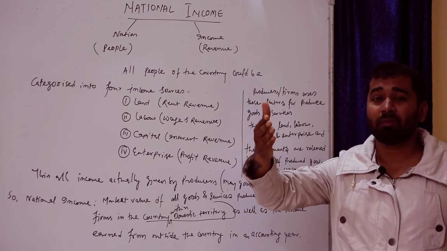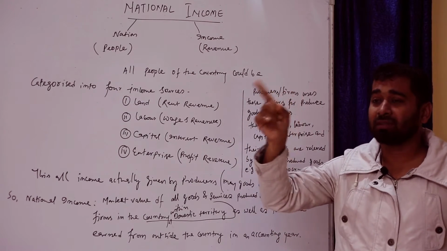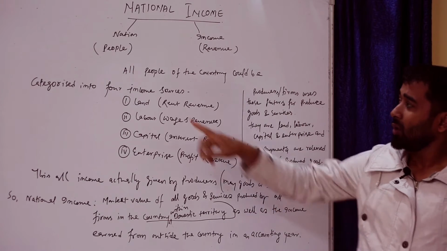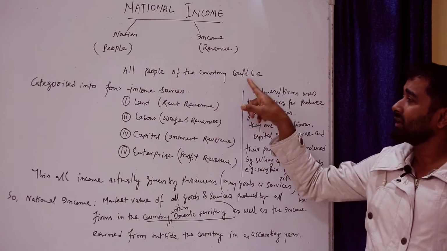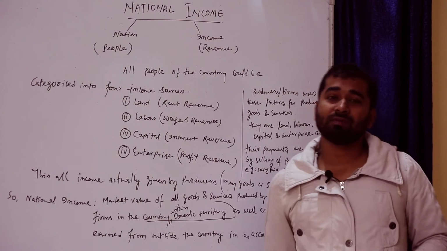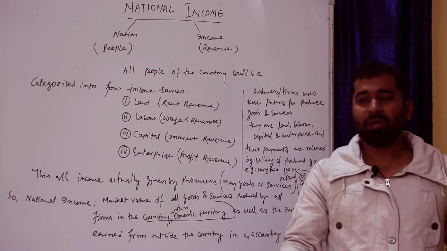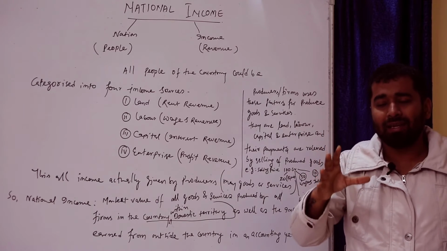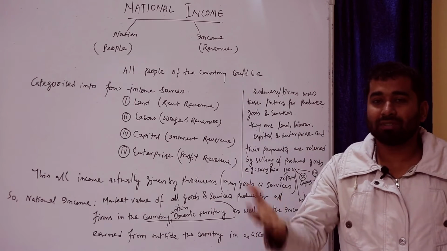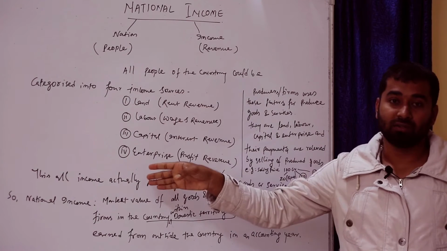People's, that means which people? Definitely all the people who exist in our country. So all the people of the country could be categorized into four income sources. Any people, if you find their income source, that could be categorized into these four parts only.